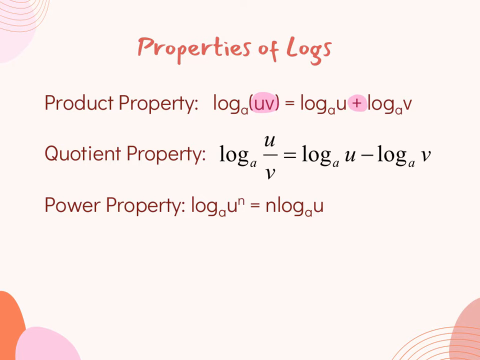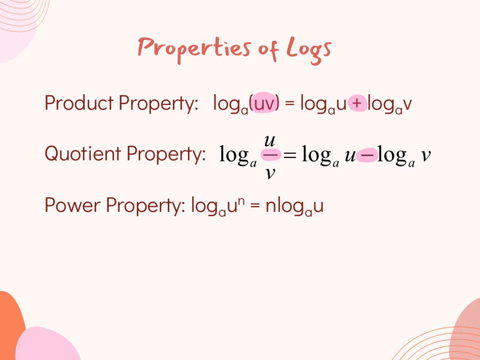Okay, the next one is the quotient property. And this says if I'm dividing logs with the same base, so log of A, whatever that base is, doesn't matter, U over V, so that's my division. When I split this, it becomes subtraction. So division becomes subtraction.